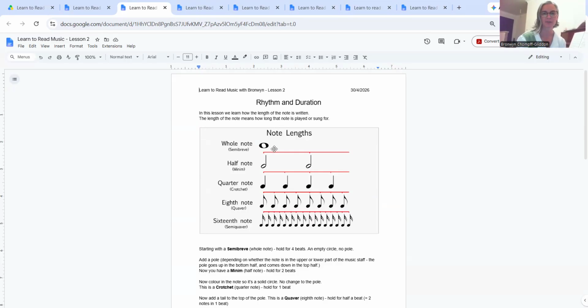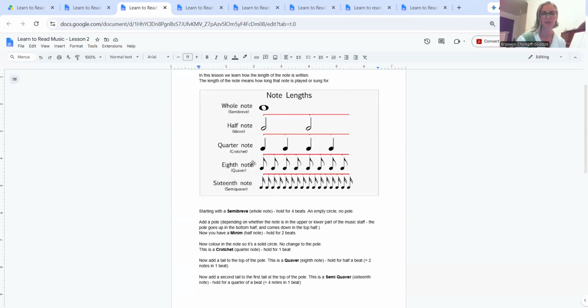So the note lengths, we start with a semibreve or whole note, which you hold for 4 beats. 1, 2, 3, 4. A half note or minim is 2 beats. 1, 2, 3, 4. And then you've got a quarter note or a crotchet.